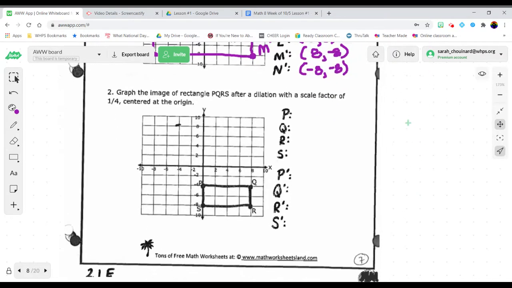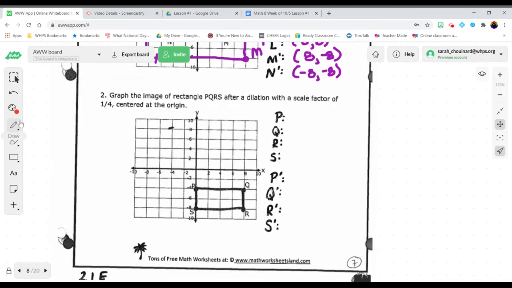All right, let's do this last one. This last one is going to have a scale factor of 1/4. That makes it a reduction, so it's going to get smaller. And because we're centering it around the origin, it's going to shrink in towards the middle of our graph. So we'll notice that as well. So let's do our pre-image coordinates.